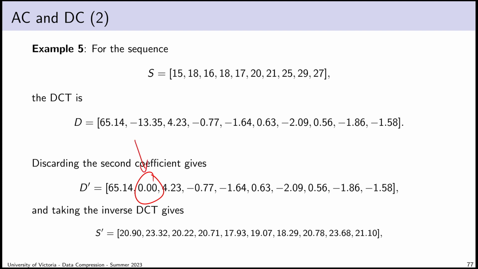So suppose I delete the second coefficient, and we should know by now the instinct should be this coefficient is too early. If I delete it, I'm going to get some big errors. If I take the inverse, I do get some big errors. So I get 20, 23, 20 instead of 15, 18, 16. They do seem to be quite a bit off.